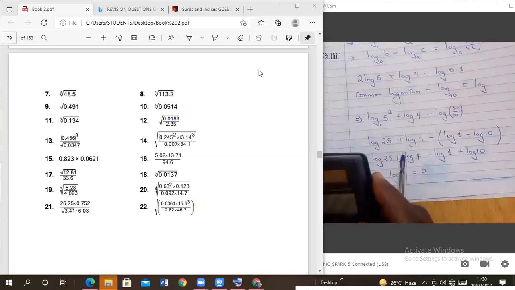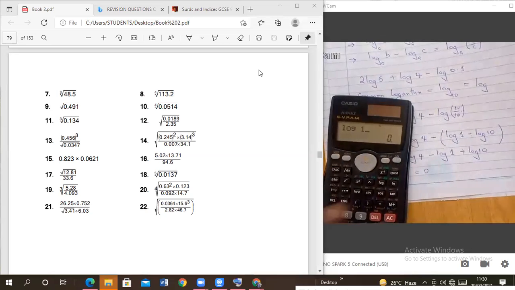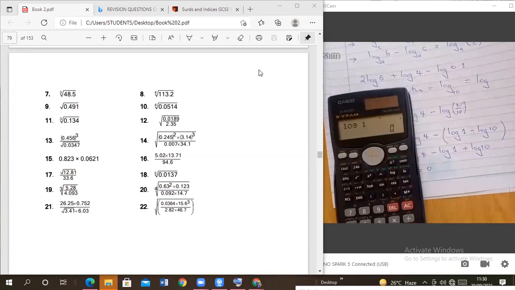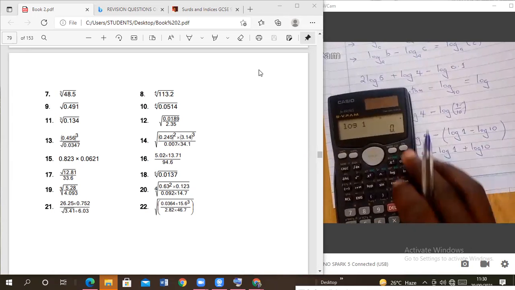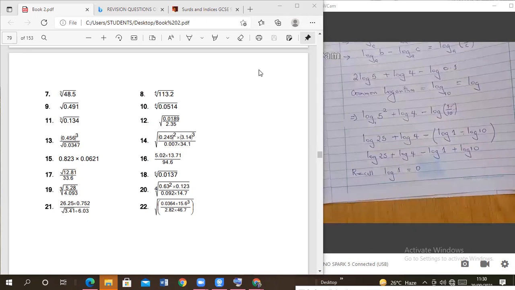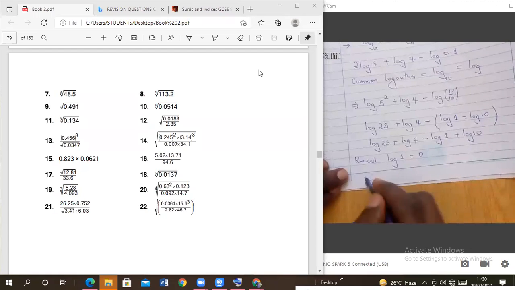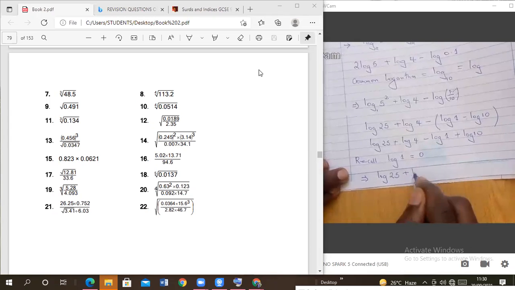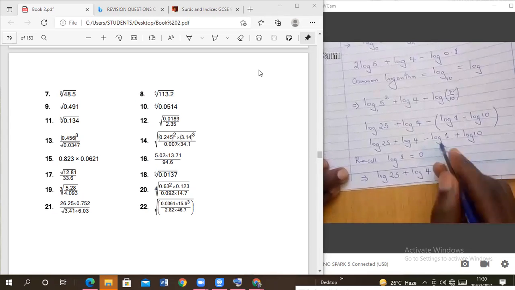Just pick your calculator and press for me log of 1. Log of 1, what do you get? Is it not 0? Yes. That one is 0. So it implies now we shall have log of 25 plus log of 4. This one is now 0.